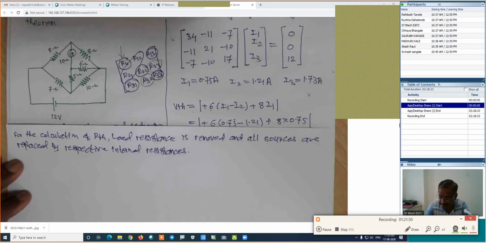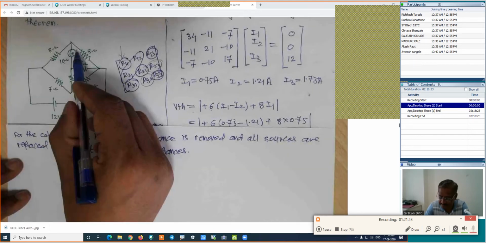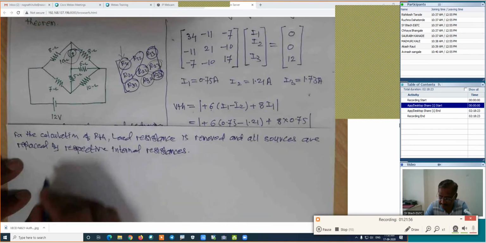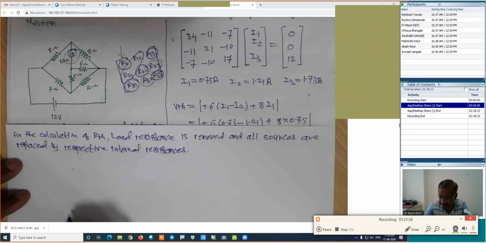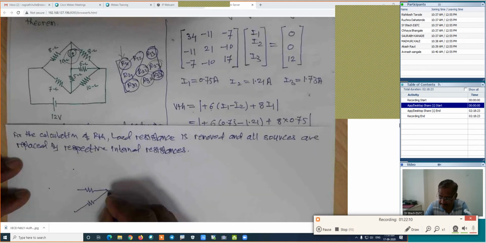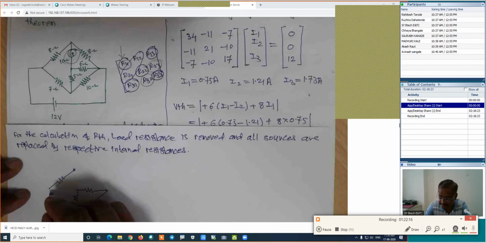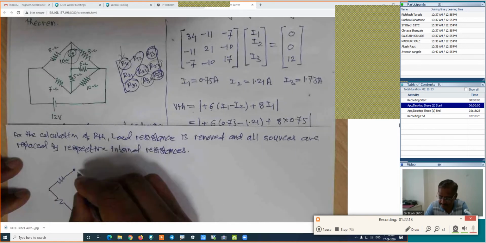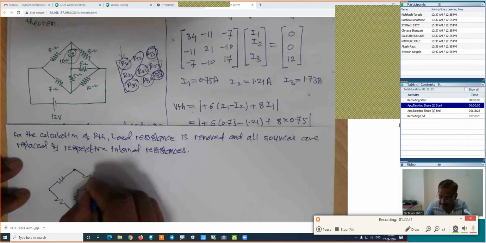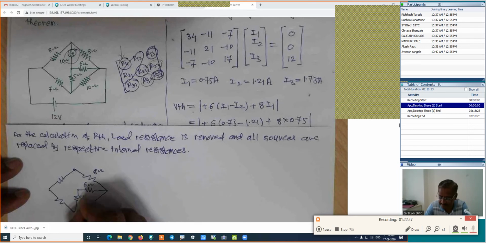How will the figure be? I will draw the figure as it is. This is my load. I will remove this load. Already we have done this in step number 1. This figure will be something like this. This is my figure for the calculation of RTH. This is the A point. This is right. 8 ohm. This is 6 ohm. This is 10 ohm. This is 5 ohm. It is the A point. This will be the B point.